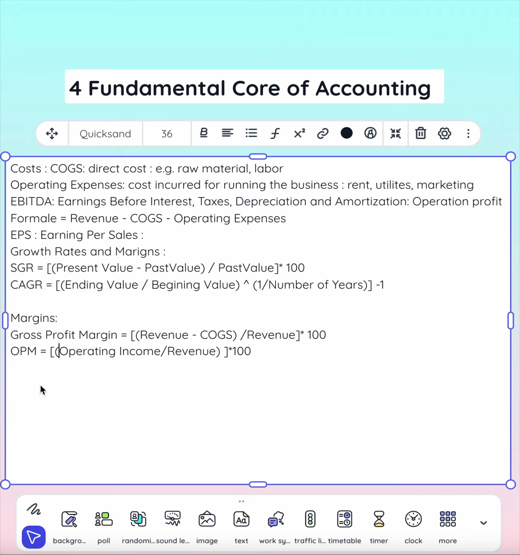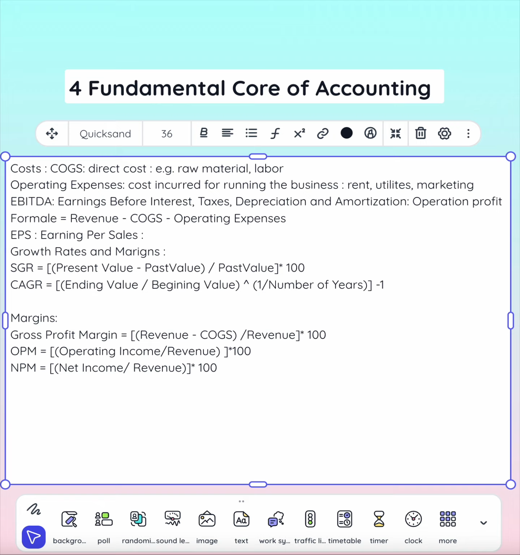Then the net profit margin is calculated using net income divided by revenue, multiplied by 100. This net profit margin represents the percentage of revenue remaining as profit after all expenses including taxes and interest have been paid. So all these formulas are very essential tools for analyzing the financial performance and tracking progress over time.